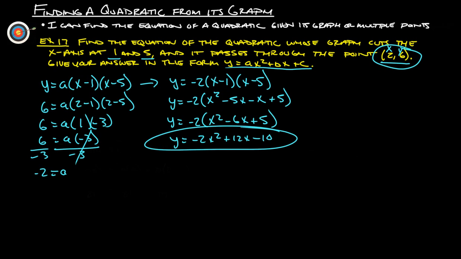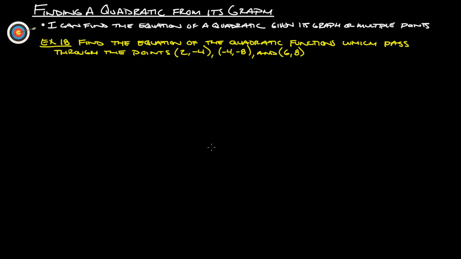Okay? One last example, example 18. Find the equation of the quadratic function which passes through these 3 points. Okay? Now this is going to be really a kind of completely different thing here. We are going to take this and we're going to plug it into a system of equations, and this is 3 equations with 3 unknowns, but I'm going to show you how to do it on the graphing calculator.